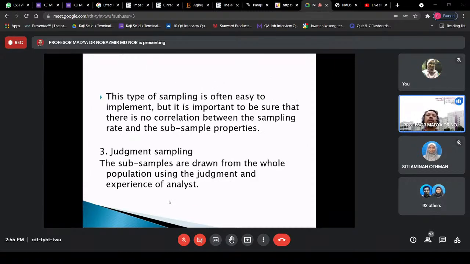This type of sampling is often easy to implement, but it's important to be sure that there is no correlation between the sampling rate and the subsample properties. So still, we must avoid the bias. Okay? Must make sure there is no correlation.